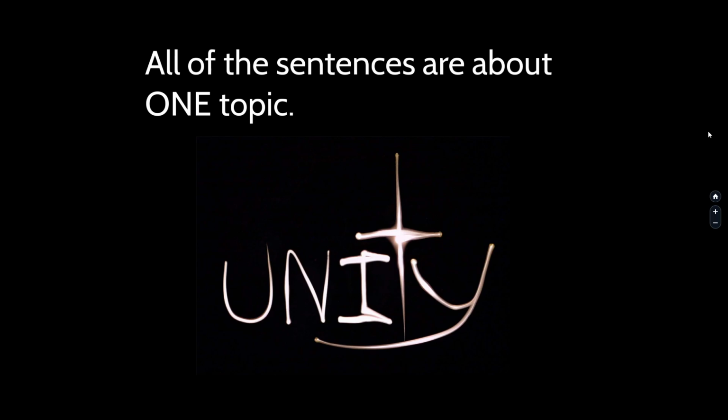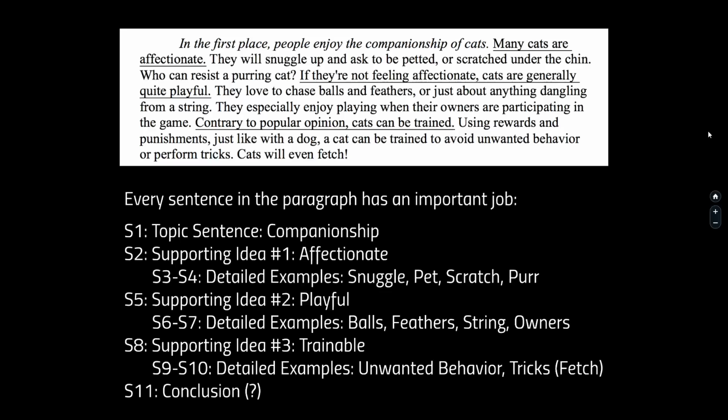If you only remember one thing from this lecture today, please remember this. Every sentence in the paragraph has an important job to do. If a sentence is not doing what it needs to do, you need to get rid of the sentence. Every part of every sentence, every word of every sentence needs to be doing an important job. When we look at how these paragraphs are set up, we can see this paragraph has 11 sentences. Every sentence is doing an important job.